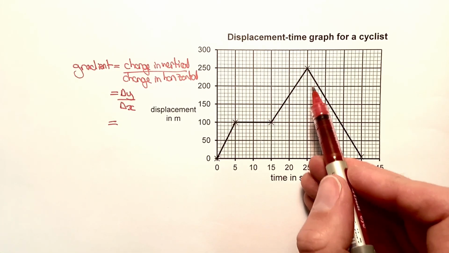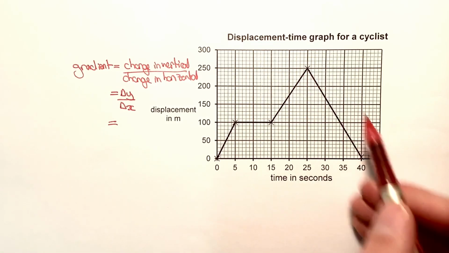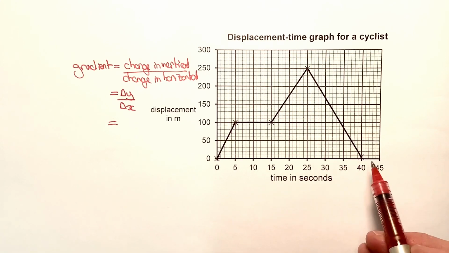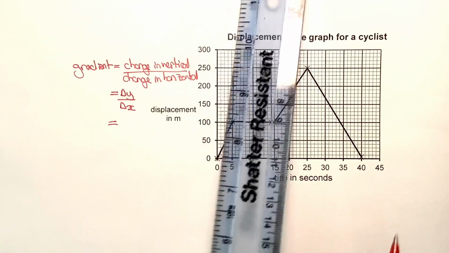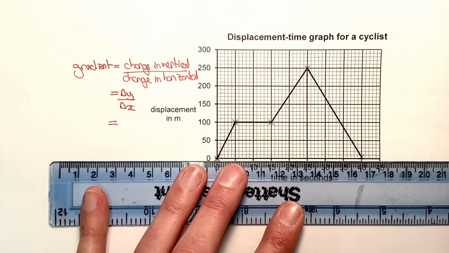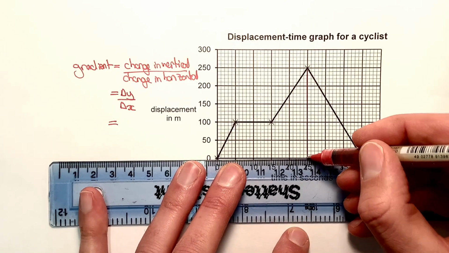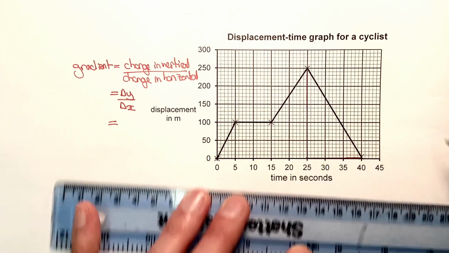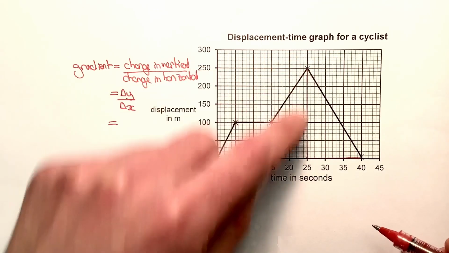Now I'm going to try and work out the gradient of this part of the graph between 25 and 40 seconds. So I'm going to draw in a triangle next to the bit of graph that I'm trying to find the gradient for. And then I'm going to try and find the change in the vertical.